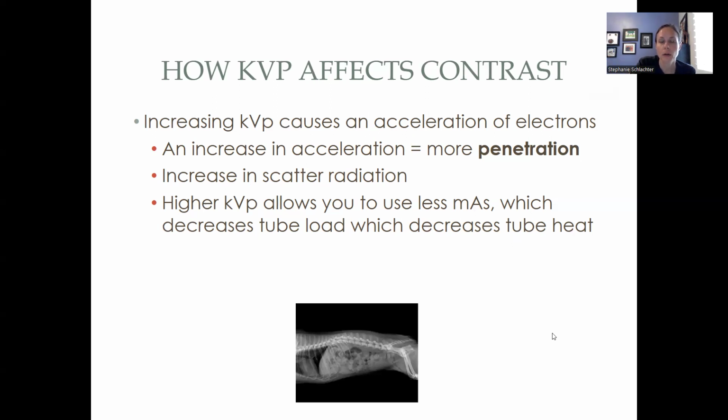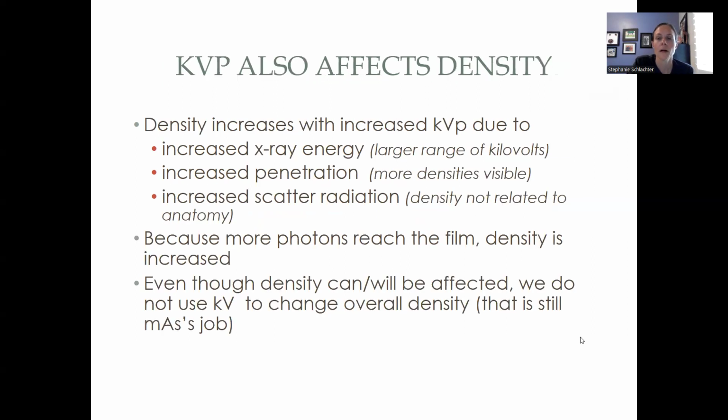It also allows us to decrease the work and the force put on that tube, which decreases the heat, which means that our x-ray machine will actually last longer, which is always a nice thing too, because that's an expensive piece of equipment. So like I said, there are other things that affect density, and kVp is one of those things. But the main controller of density is mAs.